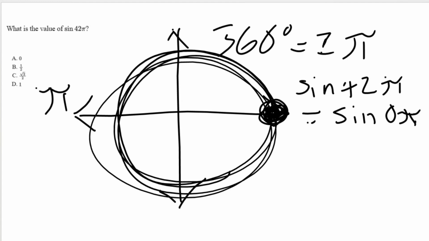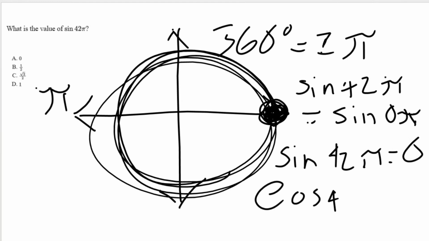So now that you figure out how to simplify the problem, you can figure out what is the sine of 0 pi. Well, the sine is always going to be the y-coordinate of this point. The cosine is always going to be the x-coordinate. It's easy because when you have 0 degrees or 0 pi, the y-coordinate is always going to be equal to 0. So sine of 42 pi equals 0. And in the unit circle like this, the cosine of 42 pi is equal to 1. But they're asking us for the sine here, so our answer is going to be A. It's going to be equal to 0.